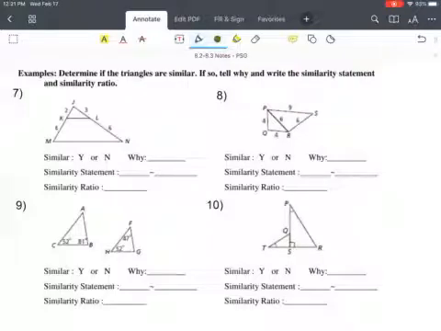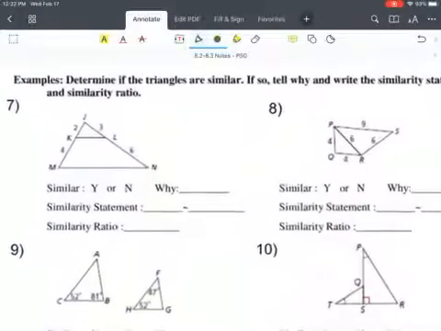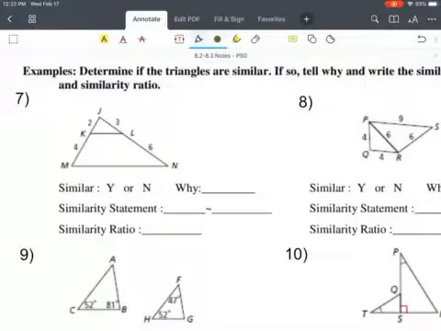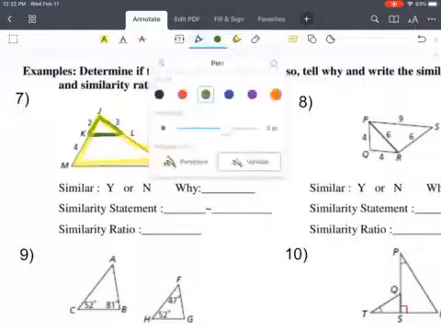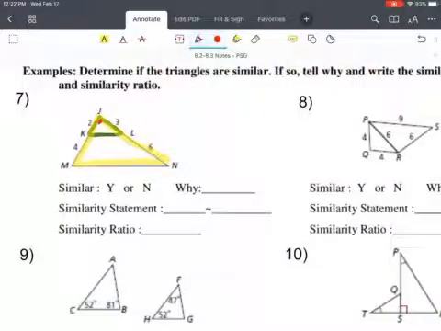Determine if these two triangles are similar to each other. If so, tell why and write the similarity statement. So for this one, we're looking at the top triangle and then the whole triangle. So when I look at corresponding sides, first of all, they do share an angle. Angle J is in both triangles.